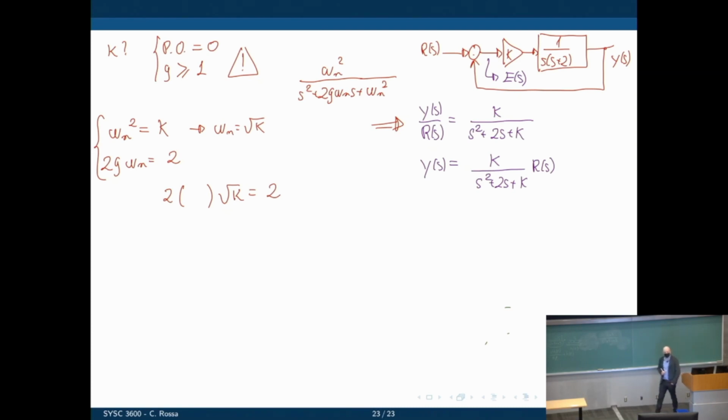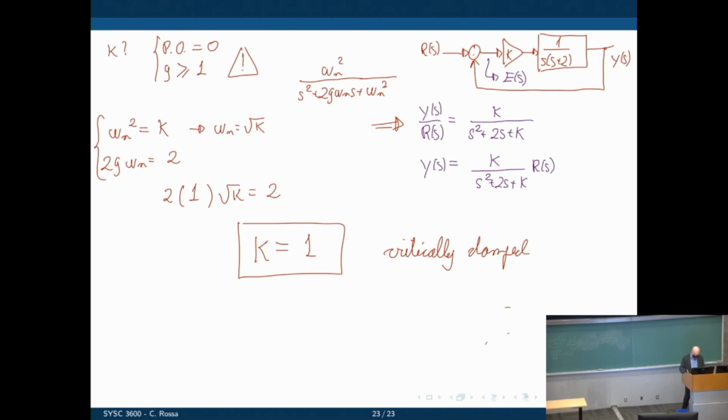If we want the percent overshoot to be 0, that entails zeta greater or equal to 1. So let's go to the limit here and put zeta equals 1. And that tells us that K must be 1. When K equals 1, this is a critically damped system. No overshoot. So to ensure that the system has no overshoot, what is the limit of K? This is the upper limit of K. Anything greater than 1 will start to cause overshoot.